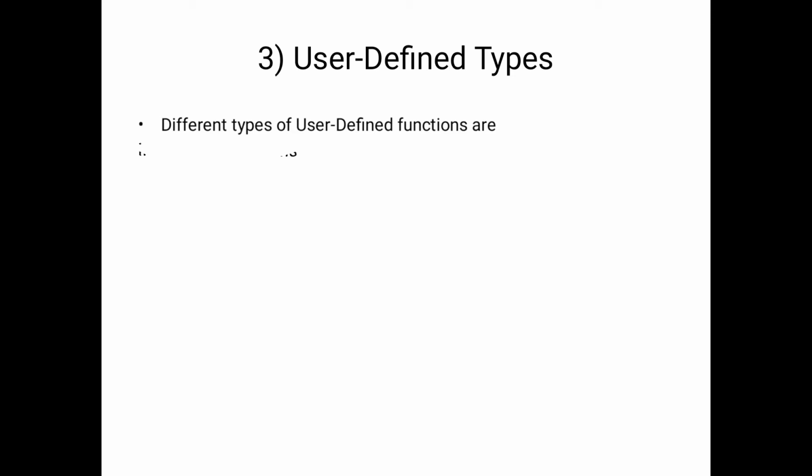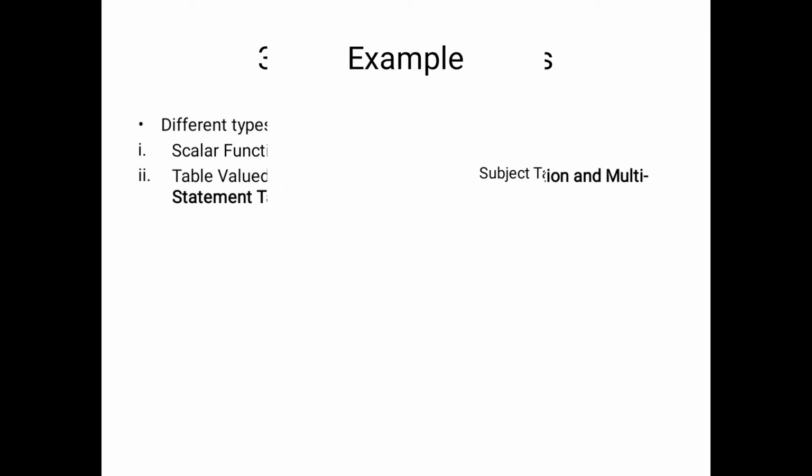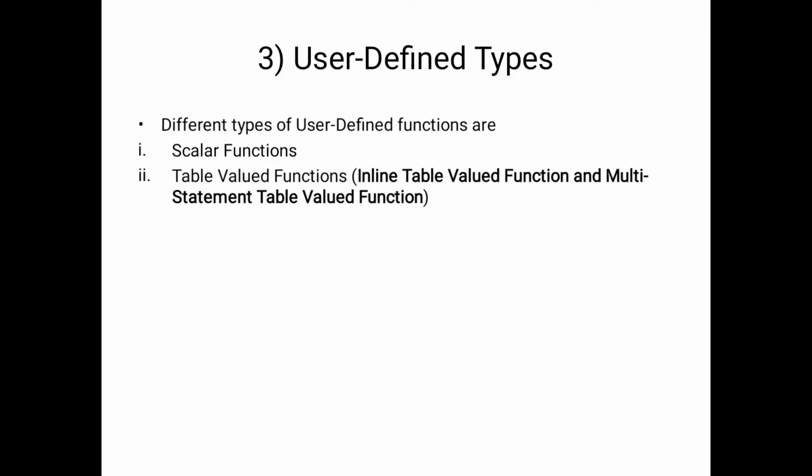The different types of user defined functions available in SQL3 are: first, the scalar functions, and second, table valued functions. In table valued functions we have another two types: inline table valued functions and multi-statement table valued functions. Now we will start with the first one, that is scalar functions.